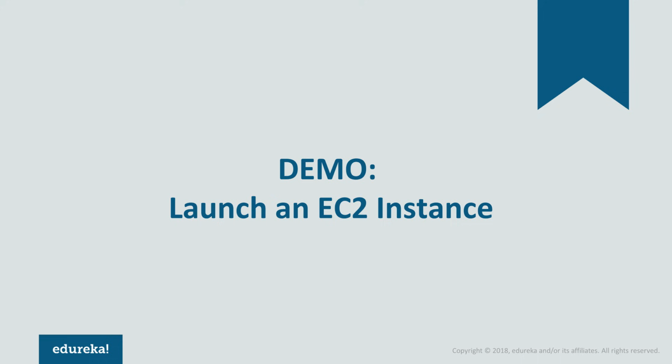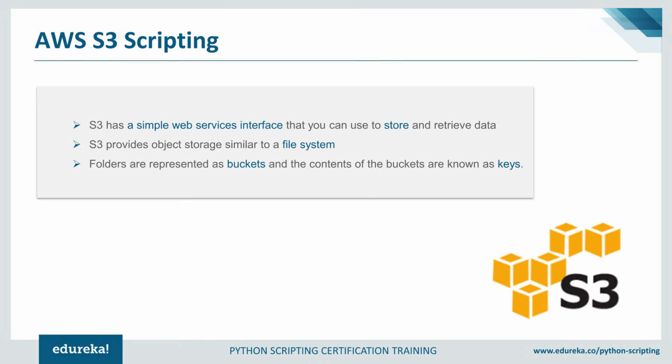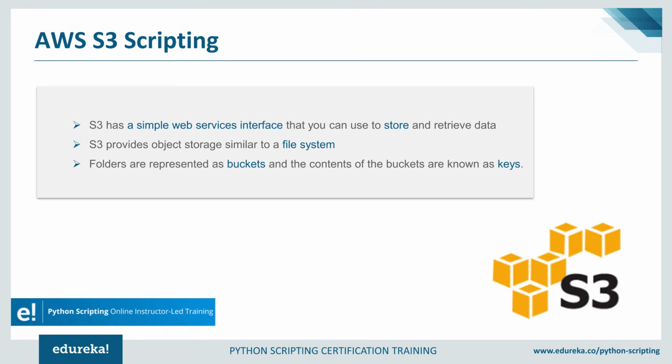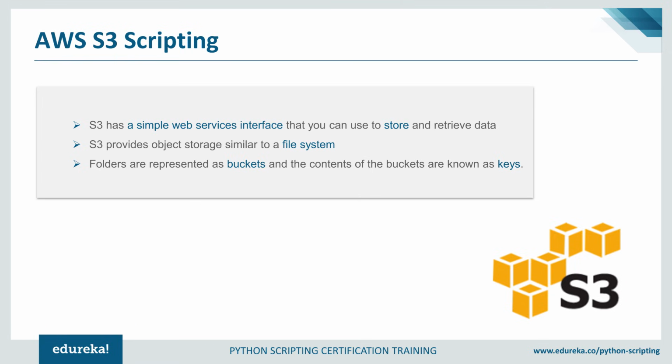Now let me go back to my presentation and see what my next task is. So here I have launched an EC2 instance and then terminated it as well. Moving ahead, let us understand AWS S3. AWS S3 is a simple storage service offered by AWS. It is basically a web service interface that can be used to store and retrieve data. S3 stands for Simple Storage Service, which is storage for the internet. S3 provides object storage which is similar to a file system, wherein the folders are represented as buckets and the contents of the buckets are known as keys. Now let us move ahead and launch an S3 bucket as well.